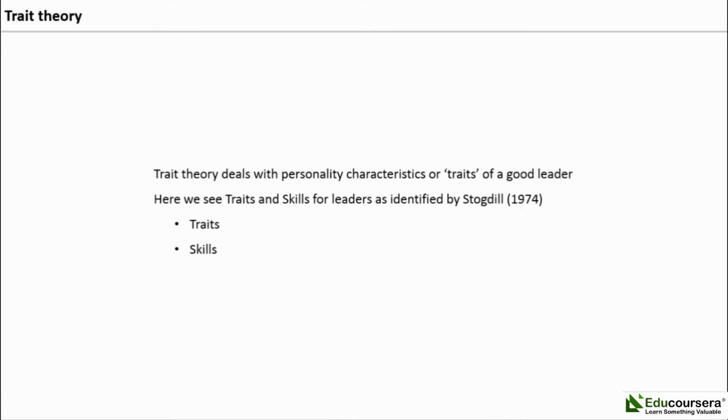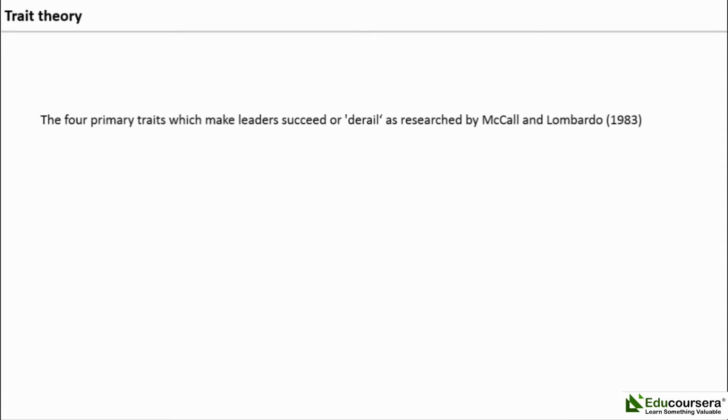Skills: clever, intelligent, good speaker, conceptually skilled, creative and imaginative, diplomatic and tactful, knowledgeable about the task, capable administrator, persuasive, socially skilled. Four primary traits which make leaders succeed or derail, as researched by McCall and Lombardo in 1983.